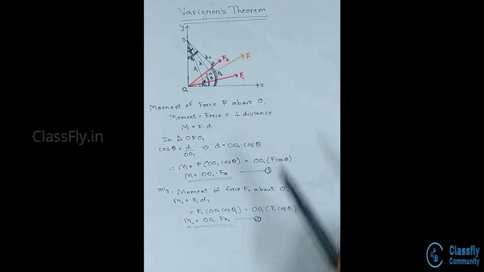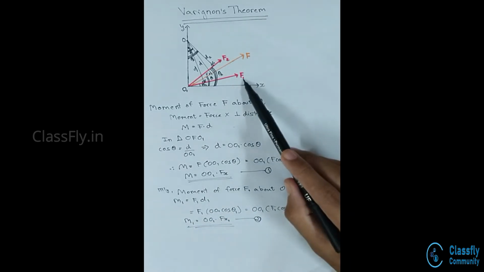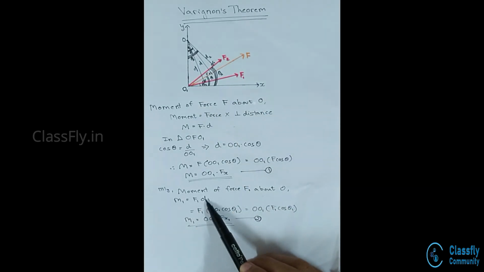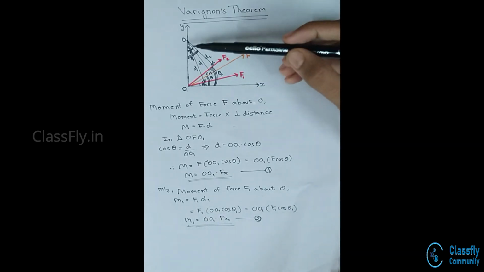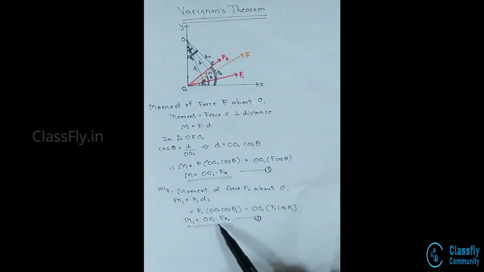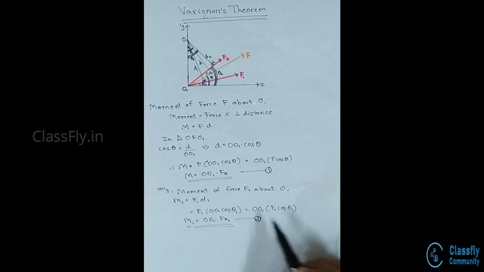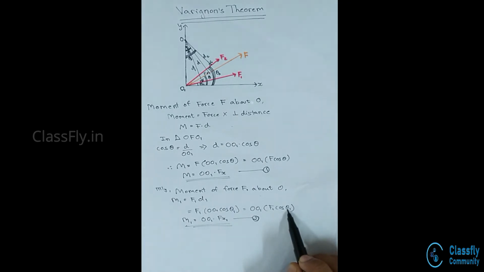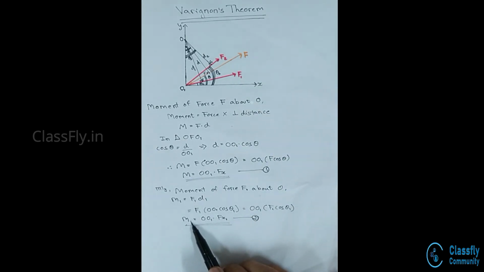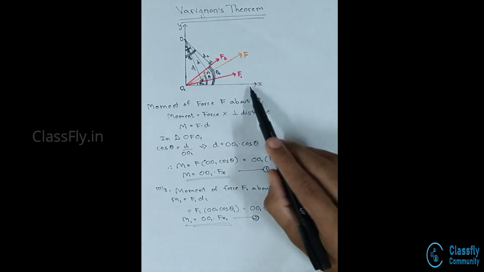Similarly, by using this principle, the moment of force F1 about the point O is given as the magnitude of force F1 into the perpendicular distance d1. Now, considering the triangle OEO1, we can write d1 as OO1 cos θ1. Hence, the moment is written as OO1 into F1 cos θ1. Now, F1 cos θ1 is nothing but the horizontal component of the force F1. Hence, this can be written as M1 is equal to OO1 into Fx1. Let this be equation 2.